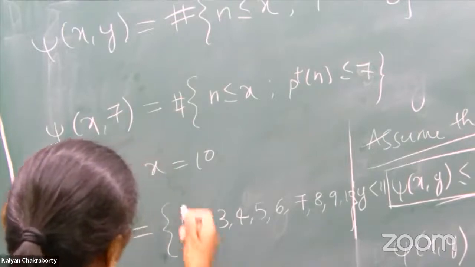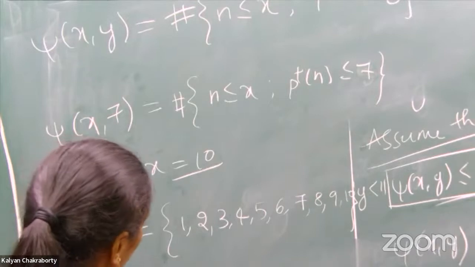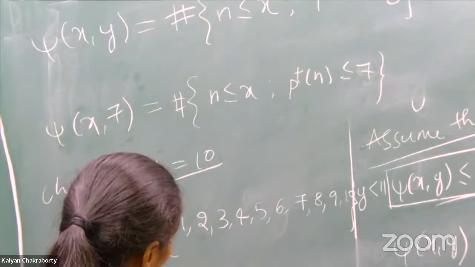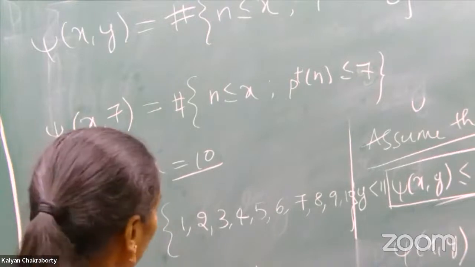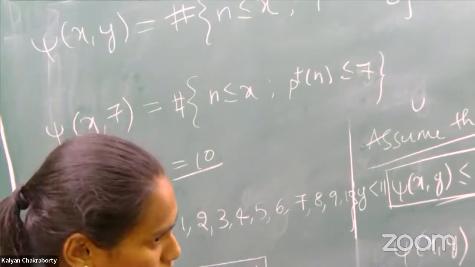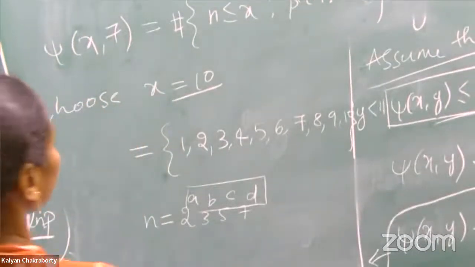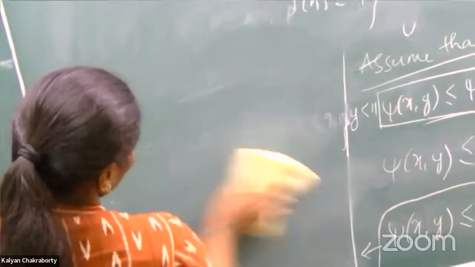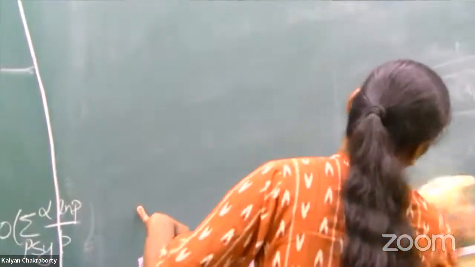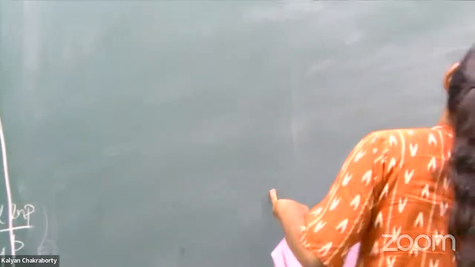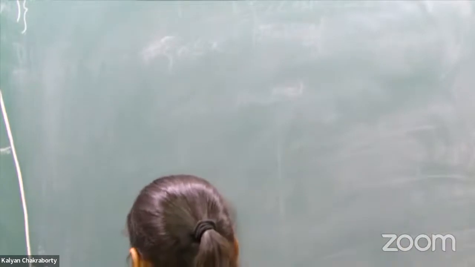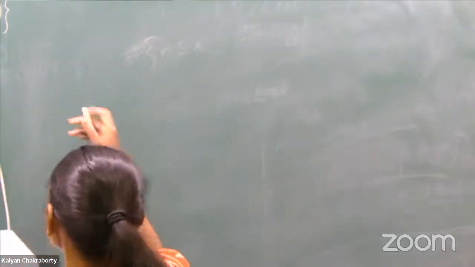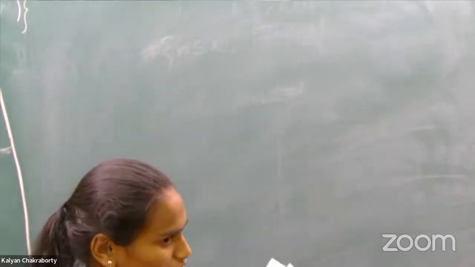Any number we are taking, we can write it as 2 power A, 3 power B, 5 power C, and 7 power D. How many are the parameters A, B, C? Only 4. This is correct. It's very involved, very technical stuff and a very long proof.